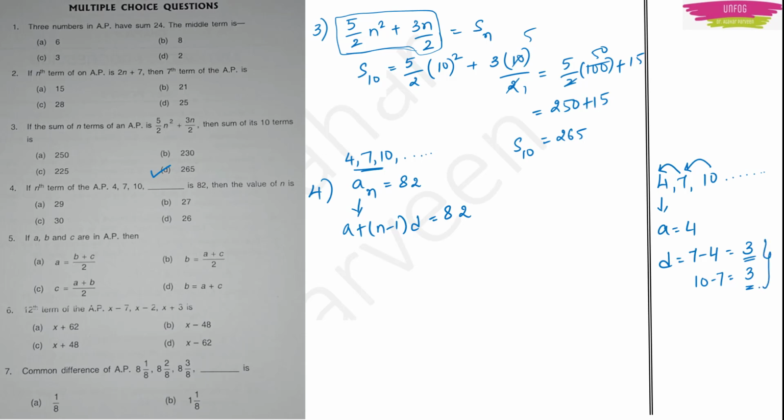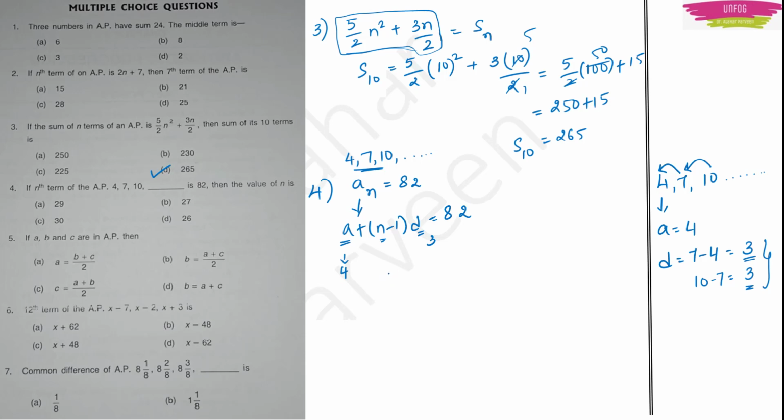Remember, common difference. That's why that name common is there, right? The difference should be common. So the common difference we are getting is 3 and a is 4 according to the question. We have to find n. We have to find the nth term. Now we can easily find it, right?